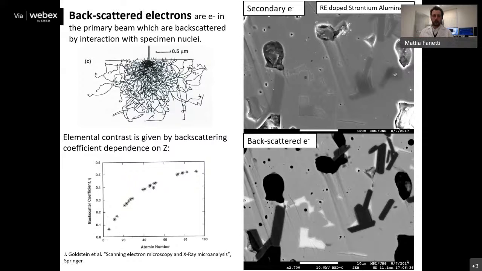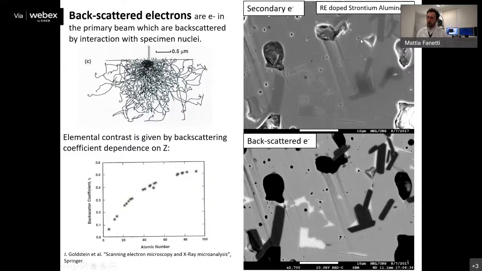So they can have an energy also of some kilowatt, okay? And what is the main source of contrast in the backscattered electrons? This is the local density Z, okay? So the higher the atomic number, the higher the backscattered coefficient. And here we see a nice example of this.